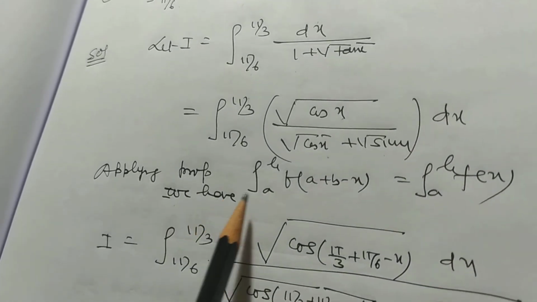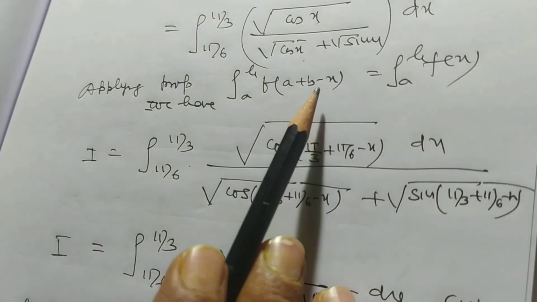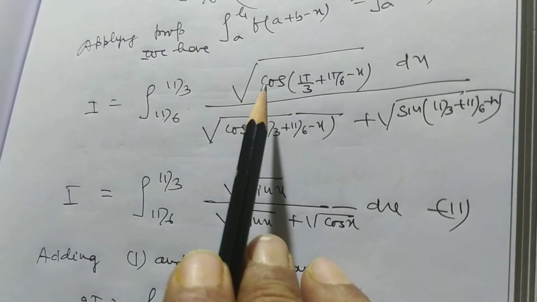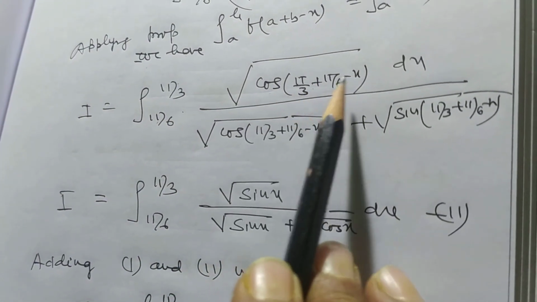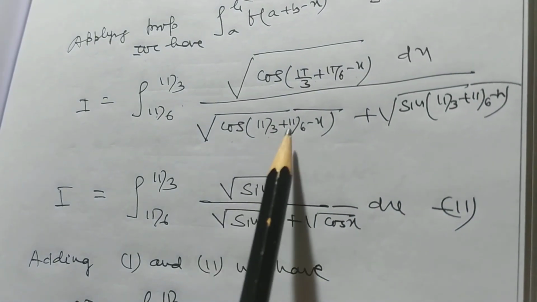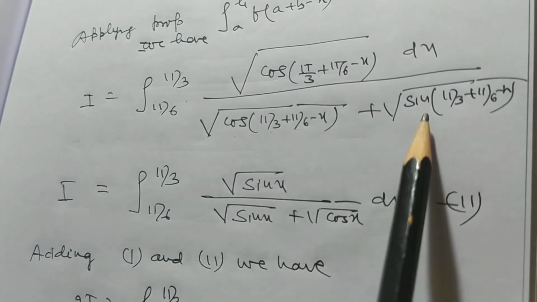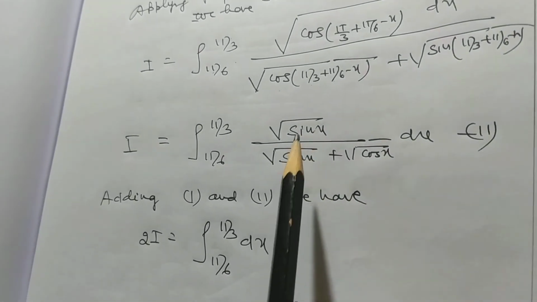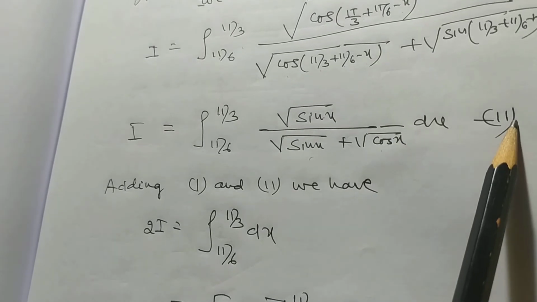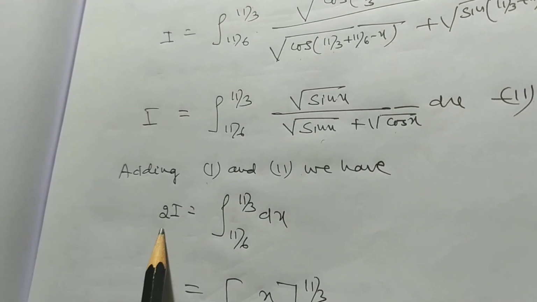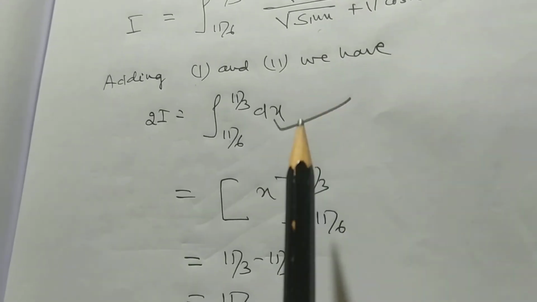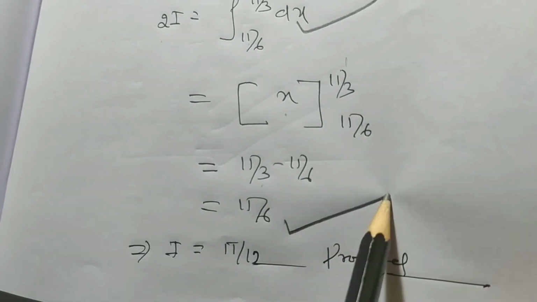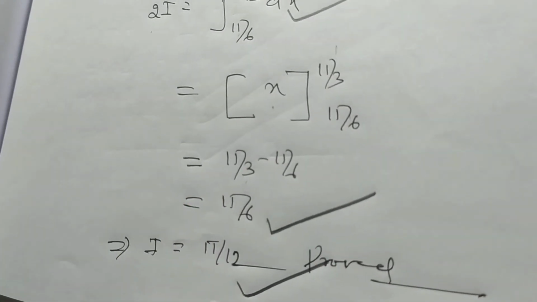Applying the property, we have integral a to b f(a plus b minus x) is equal to integral a to b f(x). I is equal to integral pi by 6 to pi by 3 root cos(pi by 3 plus pi by 6 minus x) by (root cos(pi by 3 plus pi by 6 minus x) plus root sin(pi by 3 plus pi by 6 minus x)). So it will be root sin x by (root sin x plus root cos x) dx, second. Adding first and second, we have 2I is equal to integral pi by 6 to pi by 3 dx, and it will be x from pi by 6 to pi by 3. Pi by 3 minus pi by 6, that is pi by 6. So I is equal to pi by 12.